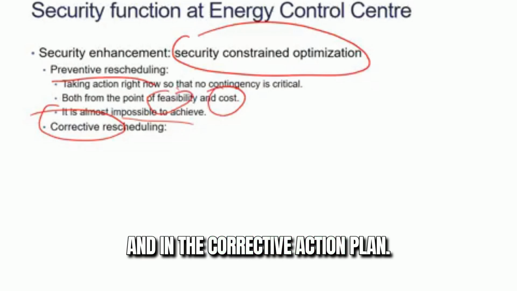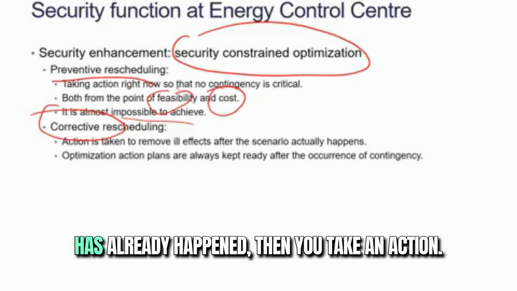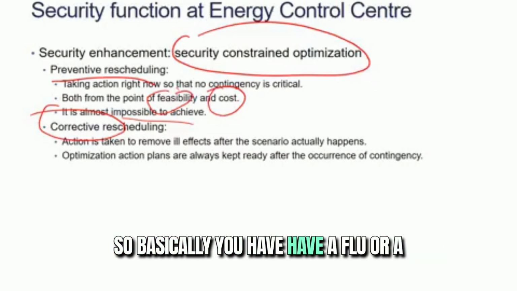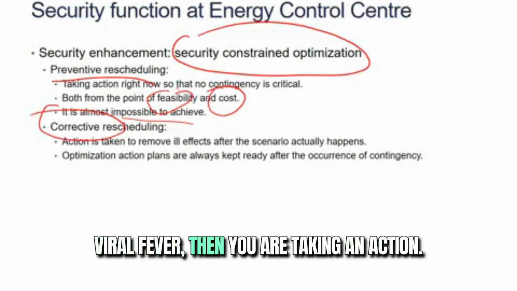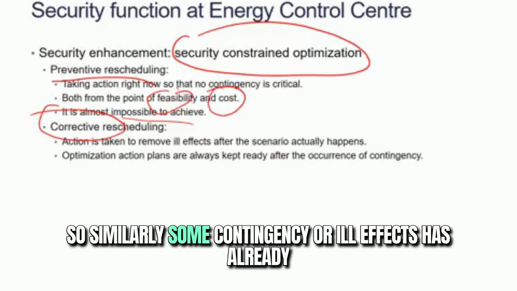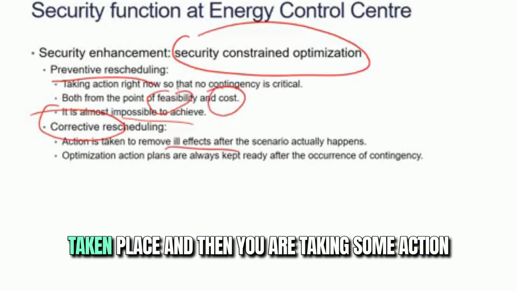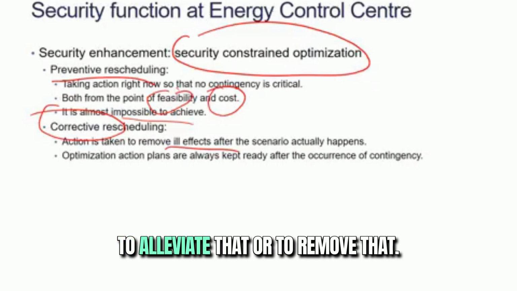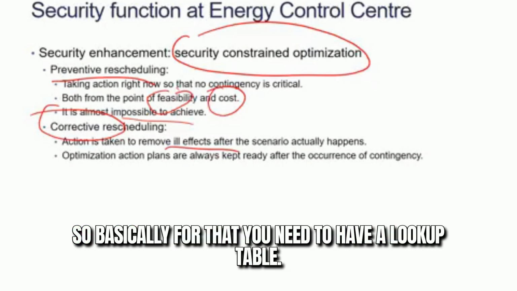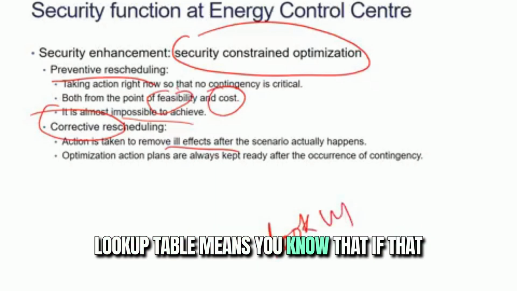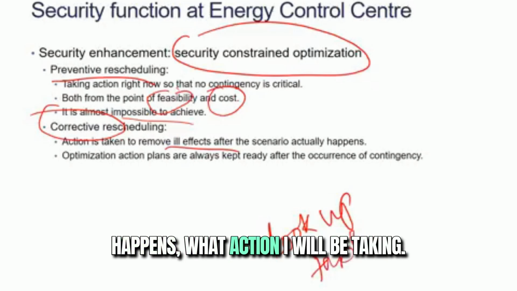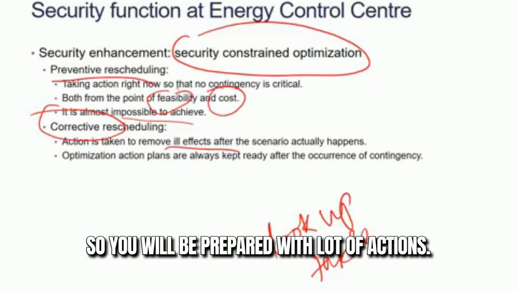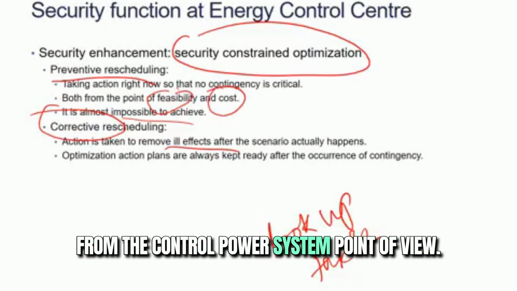And in the corrective action plan, as I told you, whenever a situation has already happened, then you take an action. Basically, you have a flu or a viral fever, then you take an action. Similarly, some contingency or ill effects have already taken place, and then you take some action to alleviate or remove that. For that you need to have a lookup table. Lookup table means you know that if that happens, what action you will take. So you will be prepared with a lot of actions from the power system control point of view.